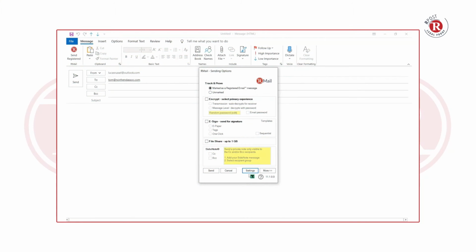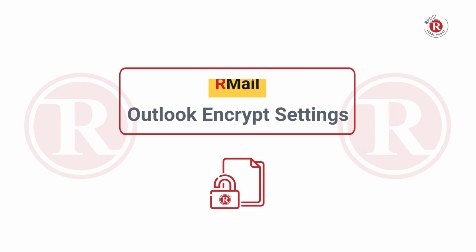The RMail app for Microsoft Outlook allows you to send emails using the RMail Track and Prove, Encrypt, eSign, File Share, and other features. This video will review the RMail encryption settings in the RMail app for Microsoft Outlook.